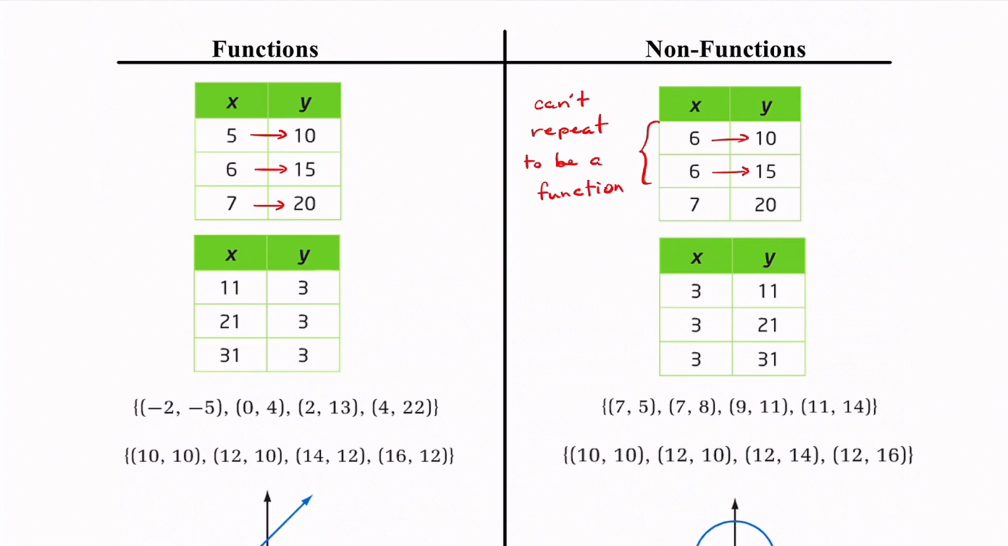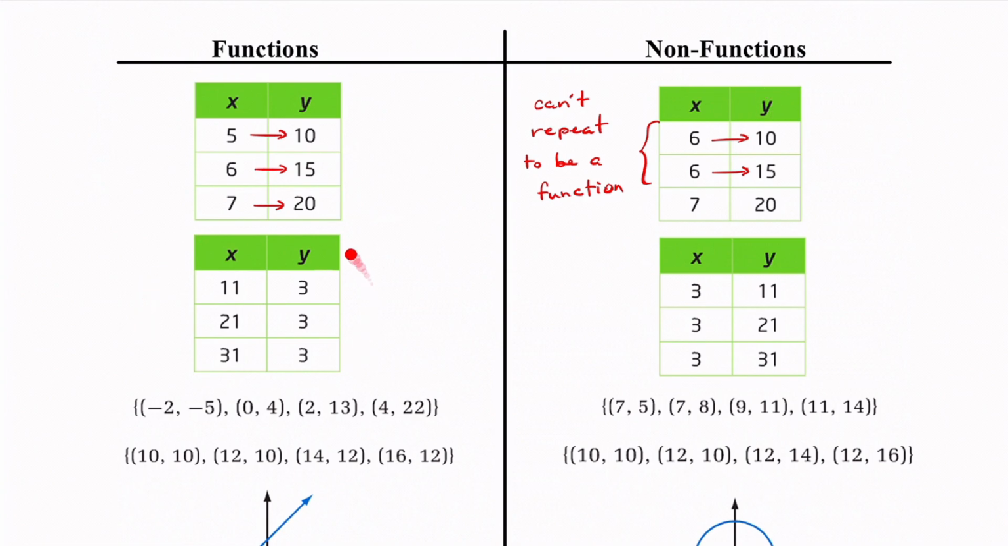So another way you could think about this is to imagine you had a bunch of different people. If x stood for people, you could have the first person, second person, third person, all the way up to the sixth person. Maybe the sixth person had $10, so I know person 6 has $10. Then I get to person 6 again, and now it says they have $15. That wouldn't make sense, okay? So they can only have one output. You can't have a changing y value.